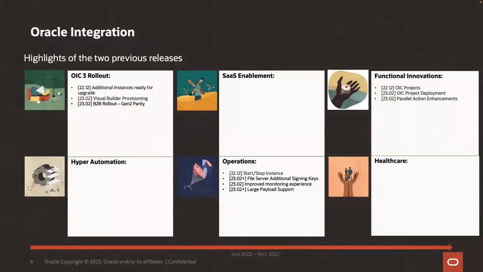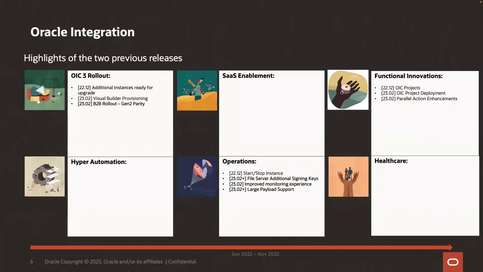So over the last 2 releases, the 2212 and 2302, you can now provision Visual Builder. And we've also rolled out B2B capabilities as part of OIC3. In addition, you can now start and stop instances. We have improved our payload support. So now we currently support 50 megabyte payloads for most adapters. And we are continuing to test, and we hope to be able to announce very, very soon, in the next month or so, that we will have 100 megabyte support. So that will significantly increase the size of messages that you can process.